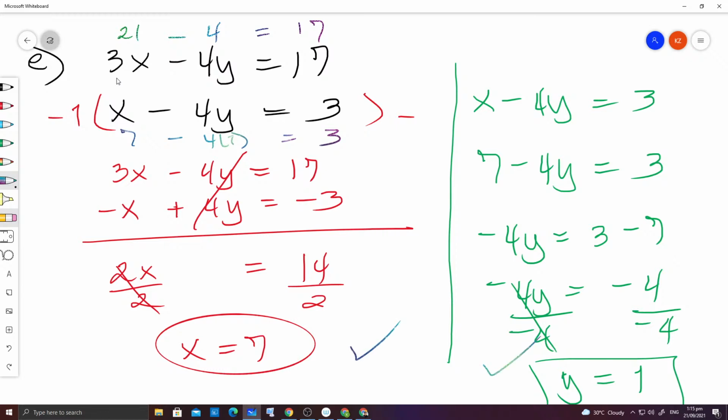So again, in quizzes and exams, please practice how to answer this quickly, as fast as you can, so that you can have time to check if your answer is correct or not.